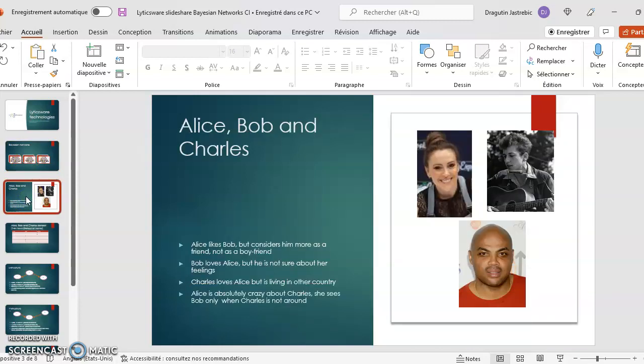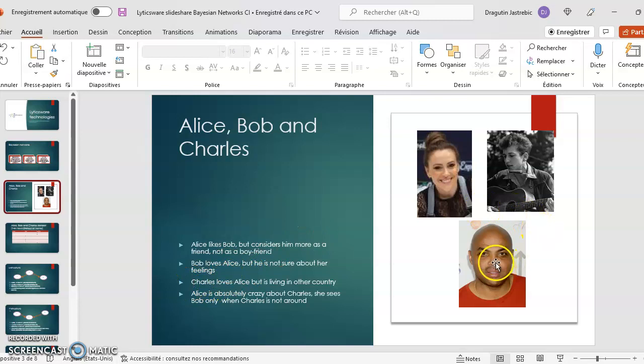Okay, we have Alice, Bob, and Charles. The situation is as follows. Alice likes Bob, but considers him more as a friend, not really as a boyfriend. So here we have Alice, and Alice considers Bob as a friend. Of course, Bob loves Alice, but is not sure about her feelings about him. This is on the other side.